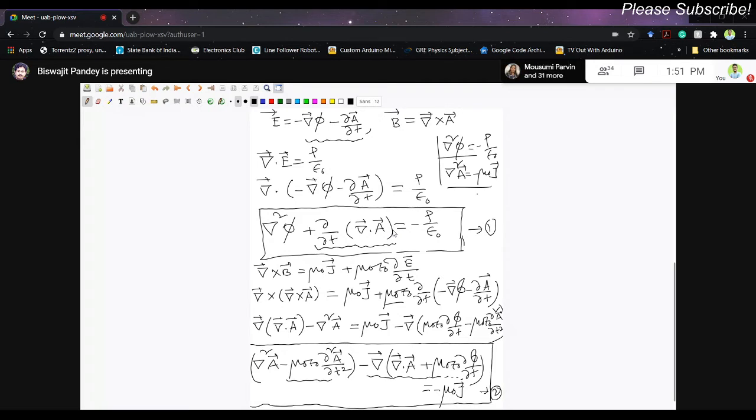But that doesn't mean that scalar potential and vector potential have no real physical existence. They are just some mathematical abstract quantity. No, that's not my point. What I'm saying is that phi and A are some physical quantities which we define for the sake of simplicity. The way we define scalar potential and vector potential has some amount of arbitrariness in that.